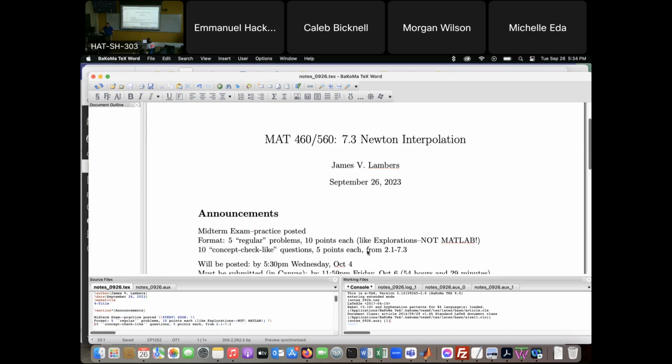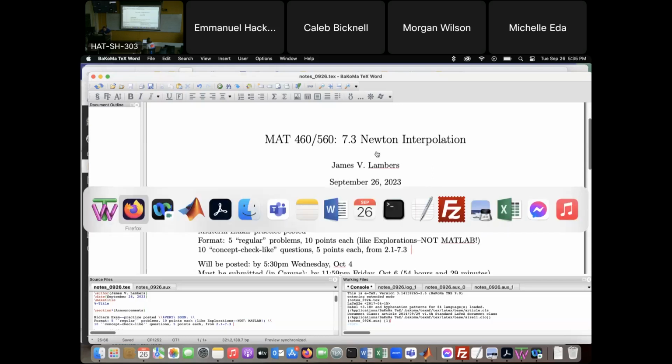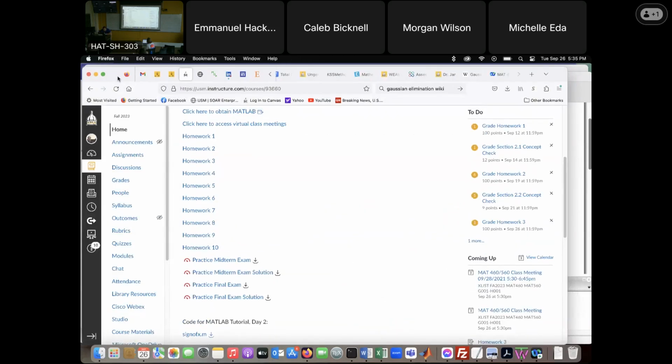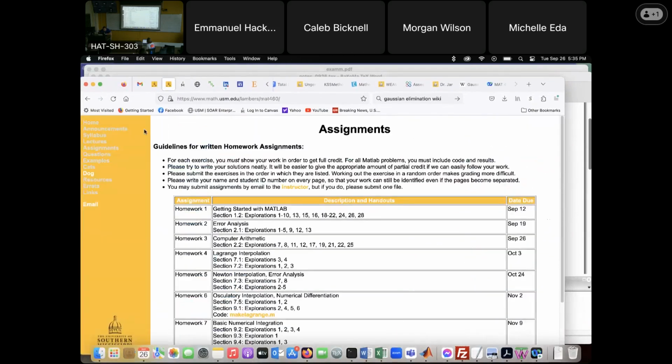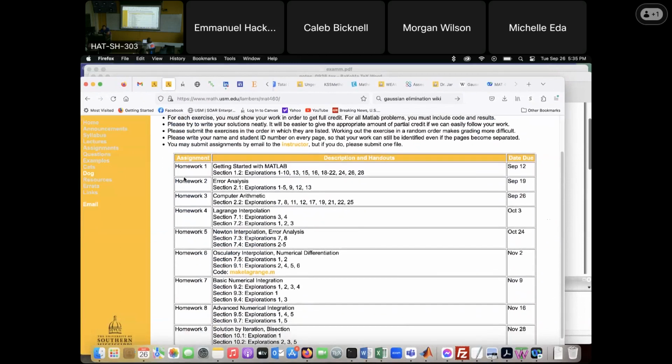Now, the coverage of the midterm as a whole, both parts, is starting from section 2.1, that's on error analysis, convergence, that sort of thing, up to 7.3, the section that I'm starting today. Now, I want to say something about how this relates to the homeworks. Here are all the homeworks. So the midterm deals with homework 2, 3, 4, that take you up to 7.2, and the first half of 7.3.